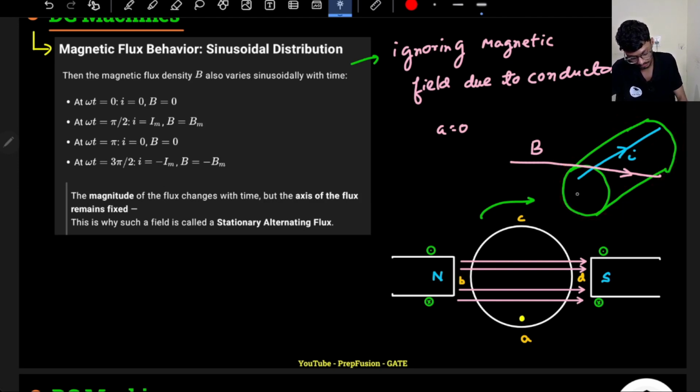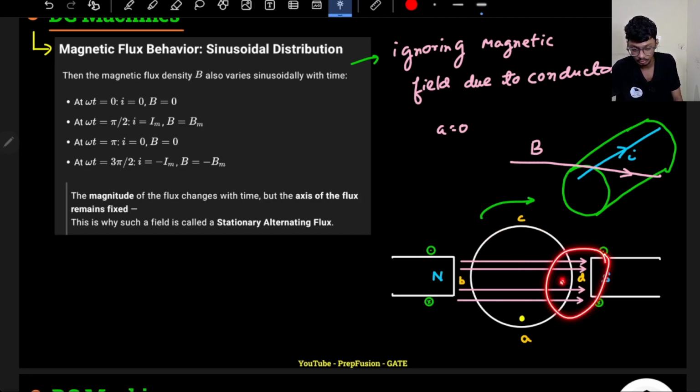So it will experience a force in the clockwise direction. So if it experiences a force in the clockwise direction, at omega t equals pi by 2, it reaches point B. And I see it is maximum, because most of the flux lines are passing through here, right? Again, after a certain point of time, it will reach here. Again, the flux will be minimum, because no flux lines are passing through here. Again, the conductor will reach here at point D.